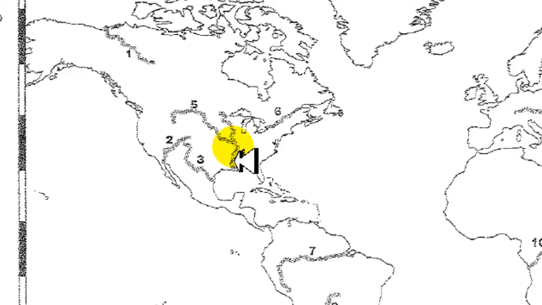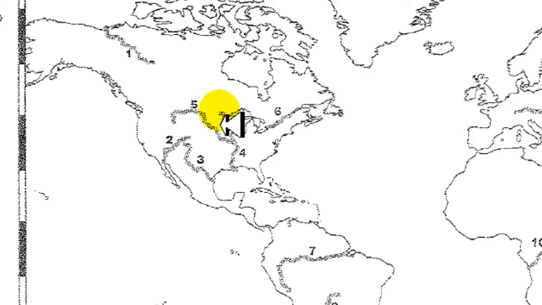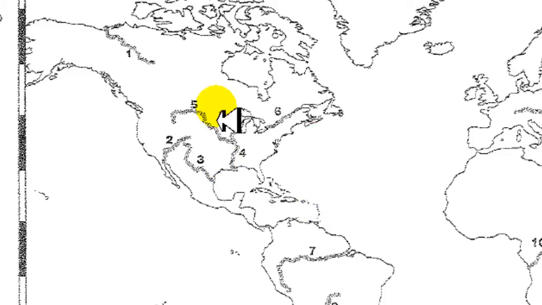And the Mississippi source is Lake Itasca, I-T-A-S-C-A. So Mississippi's source is up here, Lake Itasca. It's in Minnesota. And so the mouth is going to be down here. We're going to call it the Mississippi Delta, and that's in the Gulf of Mexico. So if we're talking about the Mississippi River's source, Lake Itasca, the Mississippi River's mouth is going to be the Mississippi Delta in the Gulf of Mexico.